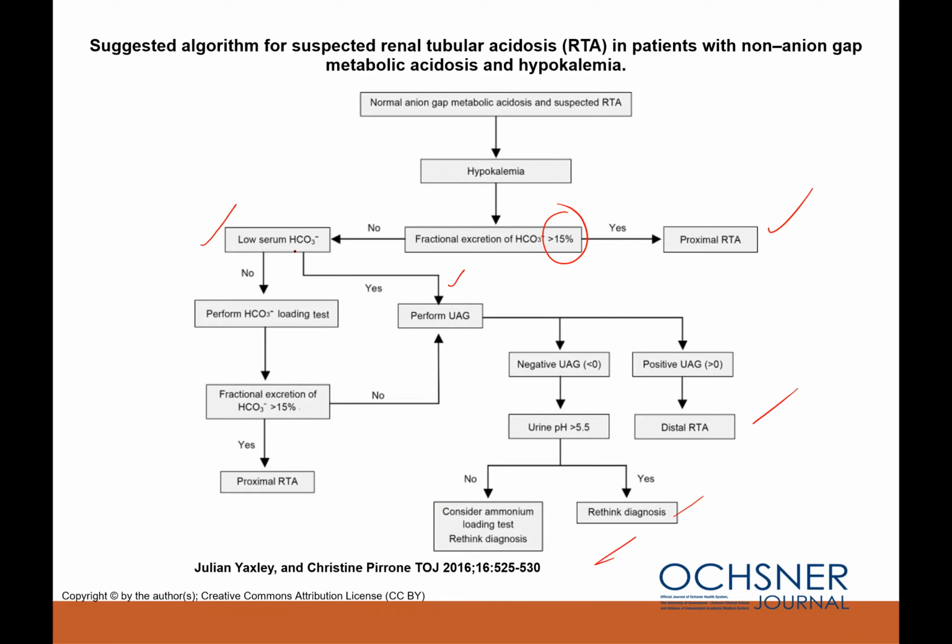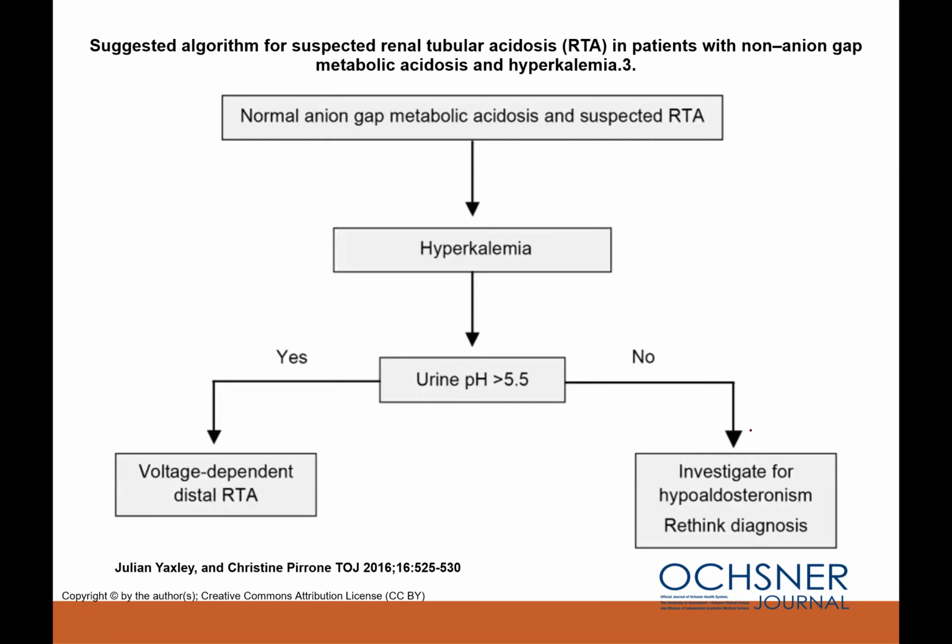Okay. If the bicarbonate is 22 or 21, a little depressed but not very much depressed, then do a bicarbonate loading. When I do a bicarbonate loading, if it is PRTA, the fractional excretion in the urine will go up. In the other forms of RTA, it will not go up. This is how I differentiate between PRTA and DRTA, which are hypokalemic RTAs. Then we go to the algorithm for the hyperkalemic RTA.